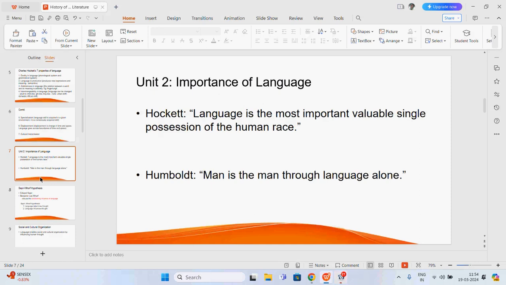I have two quotations, as you can see on your screens. One is a quote by Fockett: Language is the most valuable single possession of the human race. Undoubtedly, yes, it is the human beings who can speak, and to know language is a very valuable possession. Humboldt's definition is also very interesting: Man is man through language alone. A human being is a human being because we have the ability to speak.